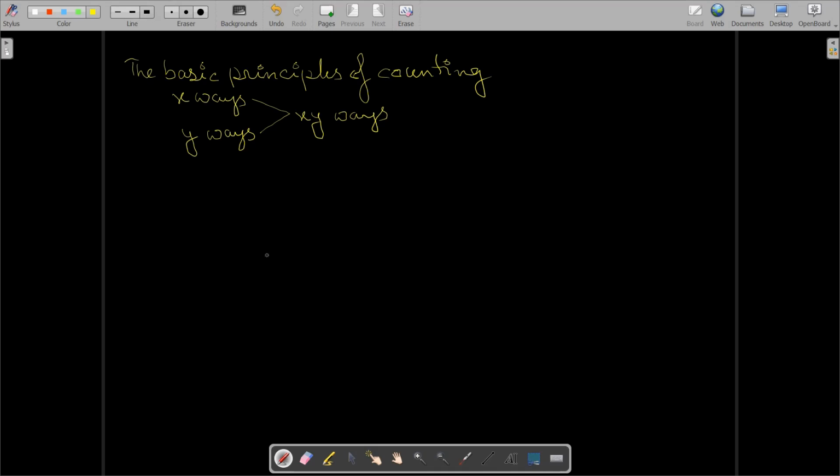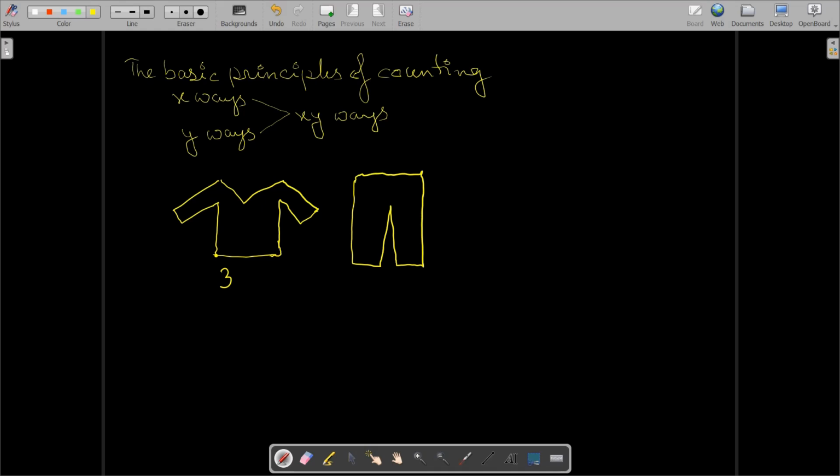Example: I will draw here a shirt, or it is better to say, I will draw something which looks like a shirt, because I am not Da Vinci. Suppose you have 3 shirts. Again, I will draw here a pant. Suppose you have 4 pants. That means you have 3 multiplied by 4 equal to 12 outfits. Let me first erase these artworks.